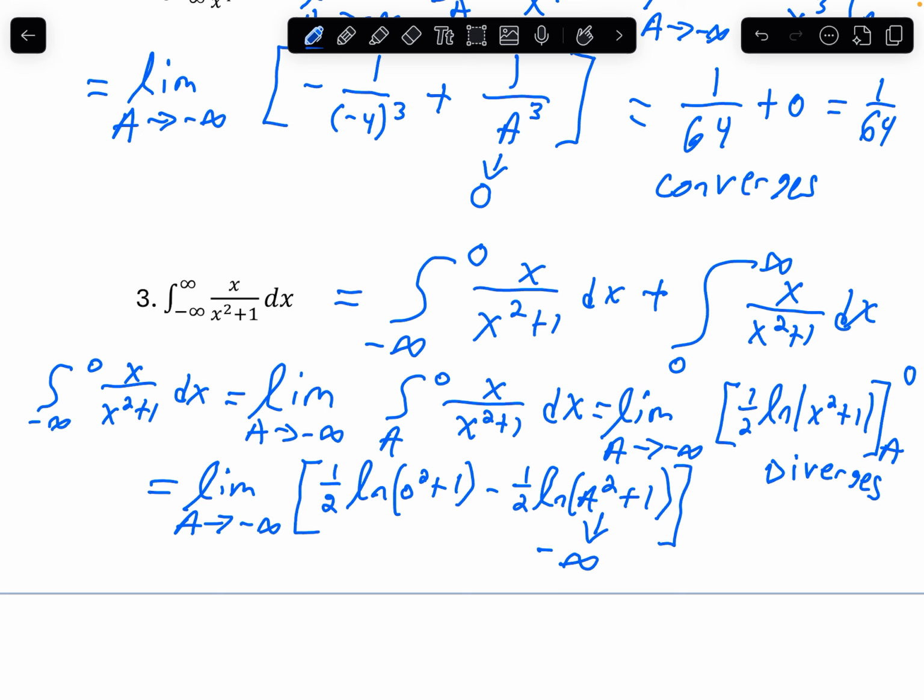But if we did the second one, like I showed before, that one also diverged, which means this entire integral, both parts diverge. So the negative infinity portion diverges, the positive infinity portion diverges, and this entire integral itself is going to diverge.